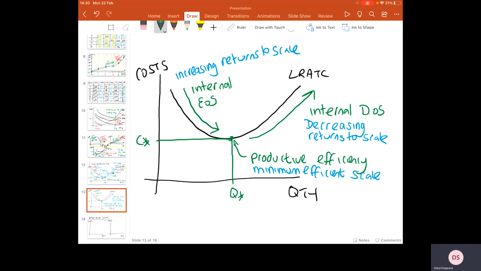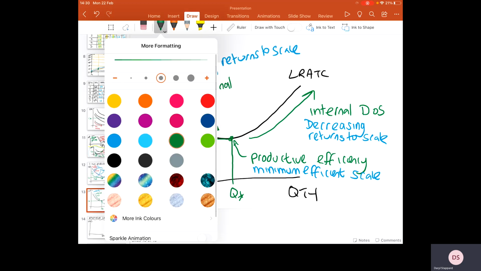Now, what I've done here is show you the same diagram minus all of these short-run average total cost curves. So what we can see here is that originally, when firms scale up production in the long run, so they're increasing capital and all other factors of production, they're going to see long-run average total cost fall. Now, what we've got here is something that we call internal economies of scale. As the firm scales up production, they're benefiting from reductions in average cost of production. They're becoming more efficient. Now, this is because of something that we call increasing returns to scale.